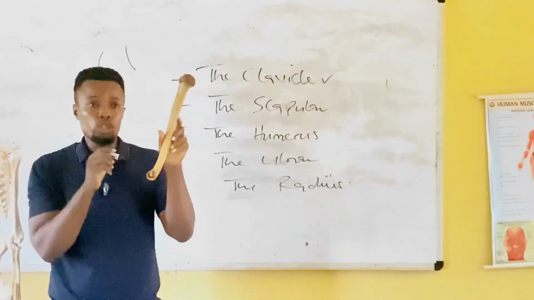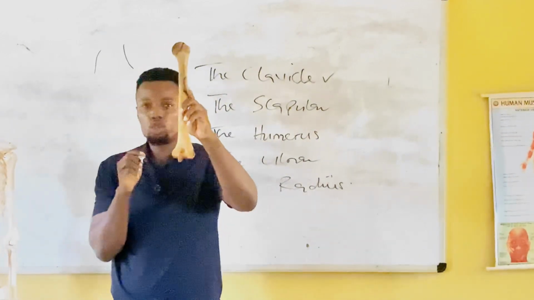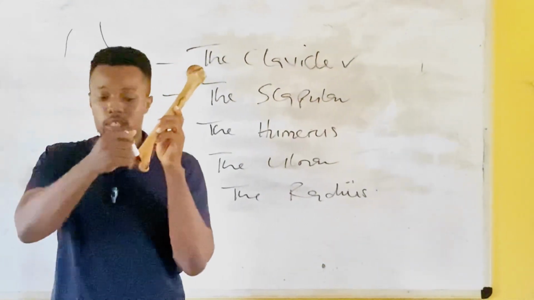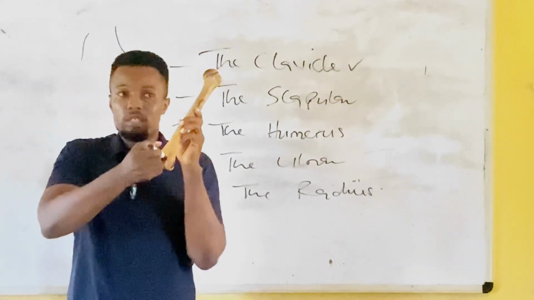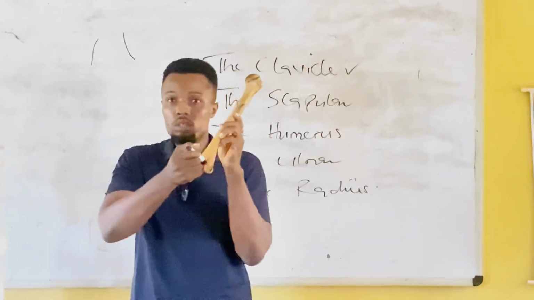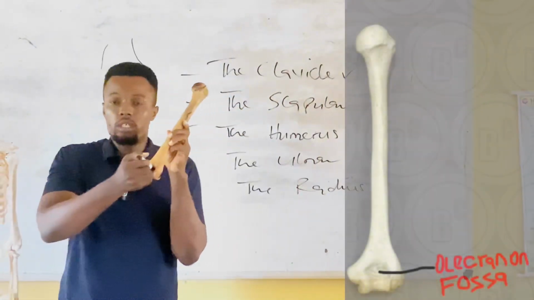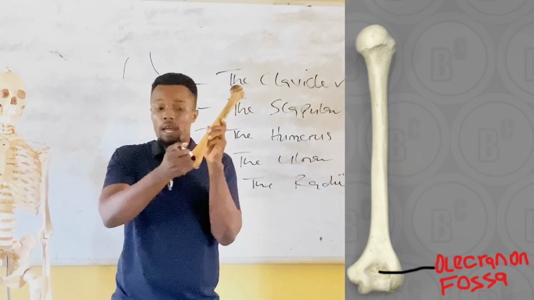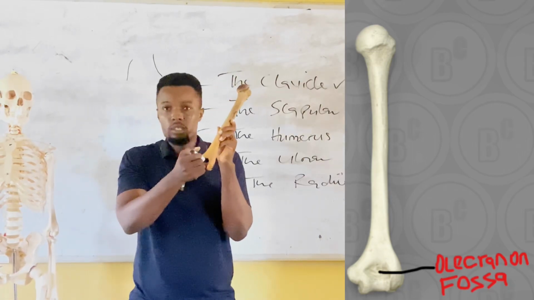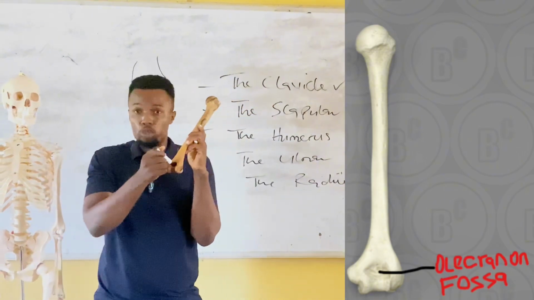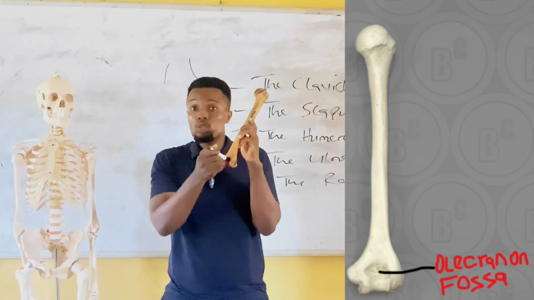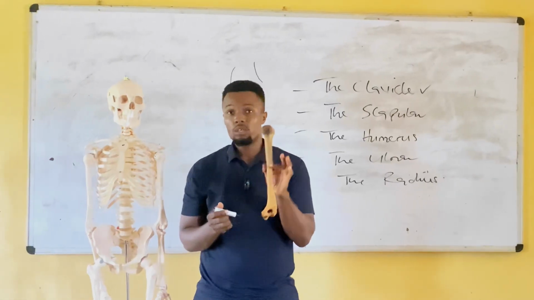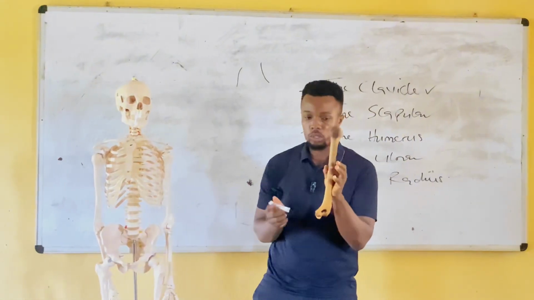Then turning the humerus posterior, we have another important fossa here. You can see this hole here. This is referred to as the olecranon fossa. The olecranon fossa also contributes to the elbow joint. It contributes to the articular surface of the elbow joint. So we've come to the end of the features of the humerus.